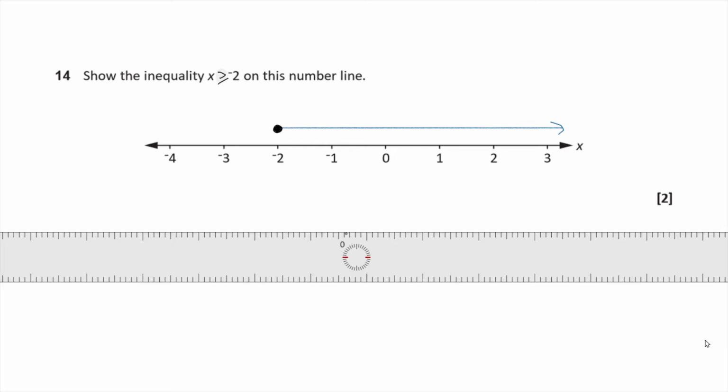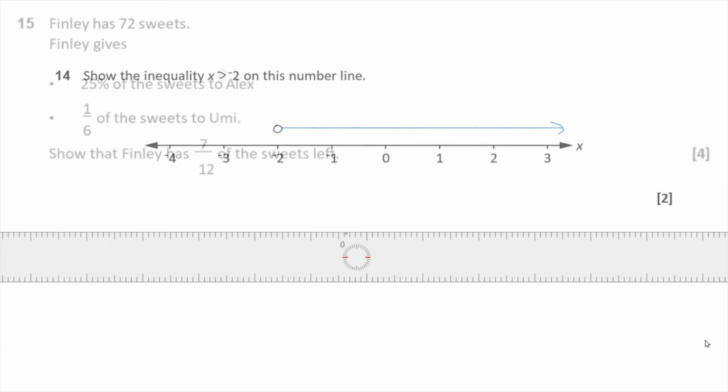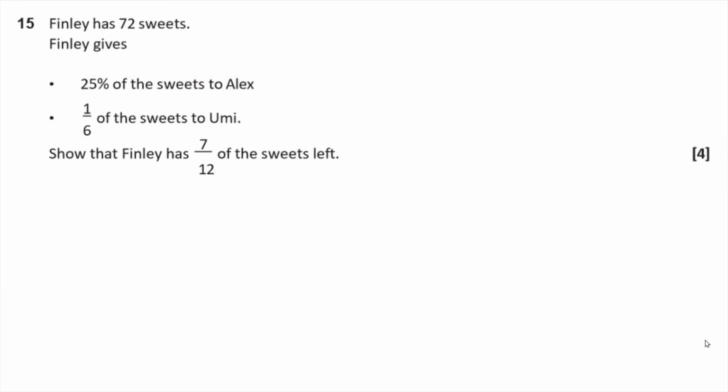But here, because it didn't say that, it said strictly greater than, I leave an open circle on the number line. Okay. Question 15, Finley has 72 sweets. Finley gives 25% of the sweets to Alex and 1/6 of the sweets to Umi. Show that Finley has 7/12 of the sweets left. Okay. So what is 25% of the sweets? Well, 25% is the same thing as a quarter.